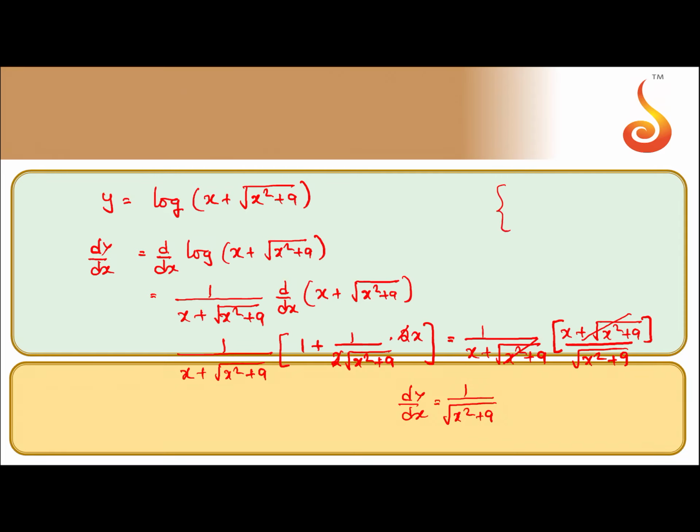Just recall the formulas. d by dx of log base e of x is equal to 1 by x. Again, d by dx of under root x is equal to 1 by 2 root x. Now, d by dx of x square plus 9 is 2x. Again, d by dx of x square plus 9 is equal to 2x. We used all the three formulae in this particular problem.